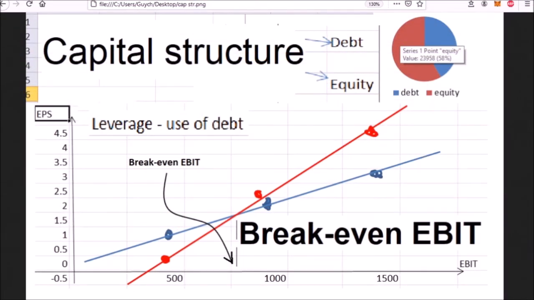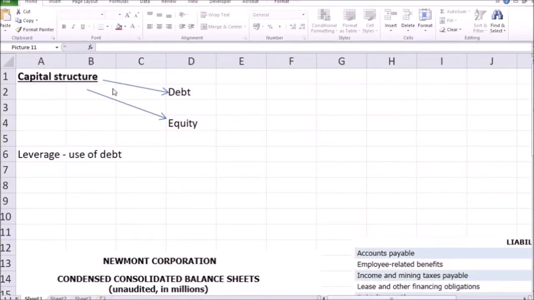And if you've ever been confused by capital structure, break-even EBIT, earnings per share, leverage, and other related issues, fear not. We're going to break it down for you into manageable pieces. So, what is capital structure? Well, capital structure is simply the split of total assets between the sources of those assets, being debt and equity. Capital structure basically shows how much leverage the company is using. Leverage is, of course, use of debt within the total assets.